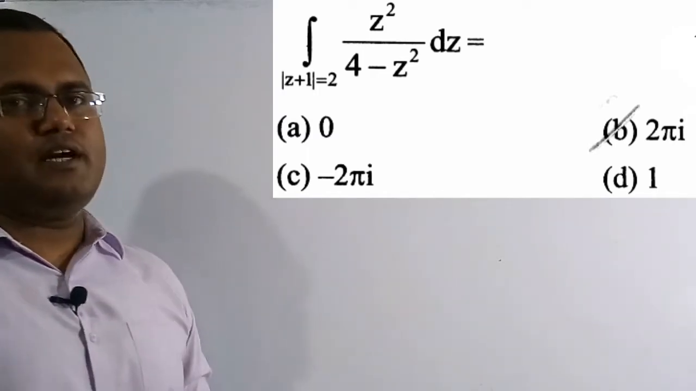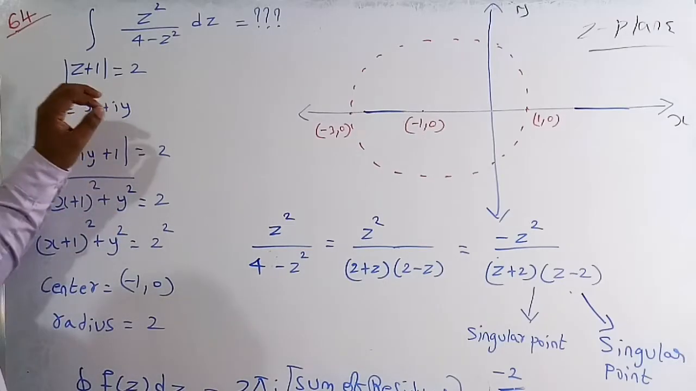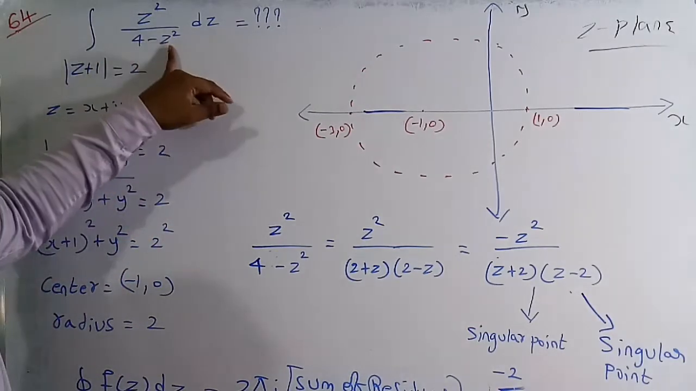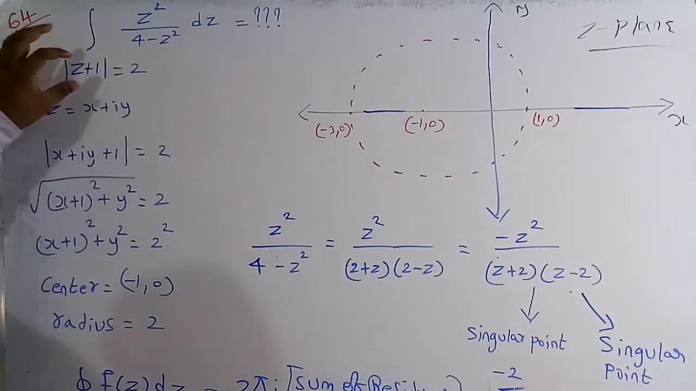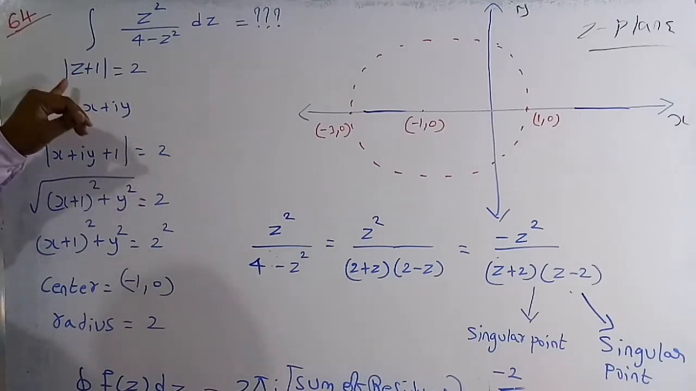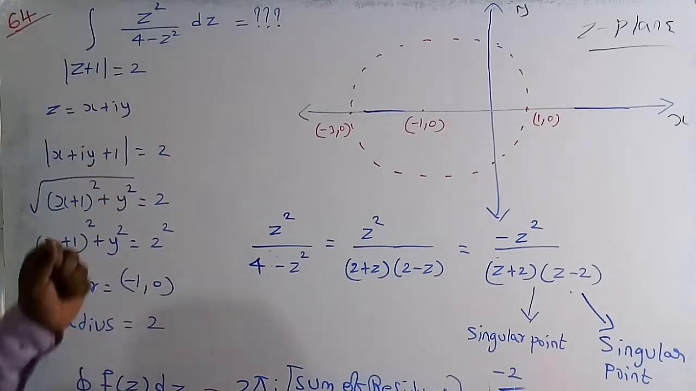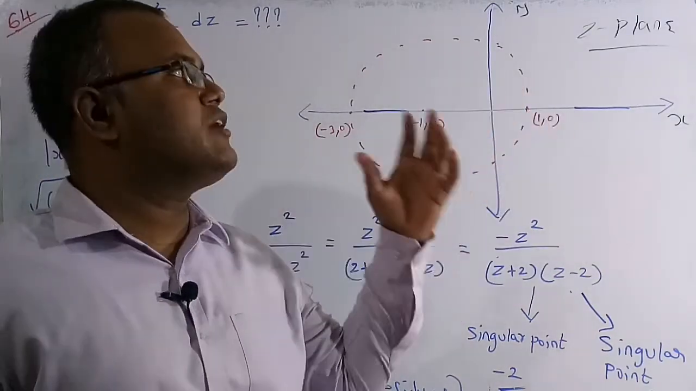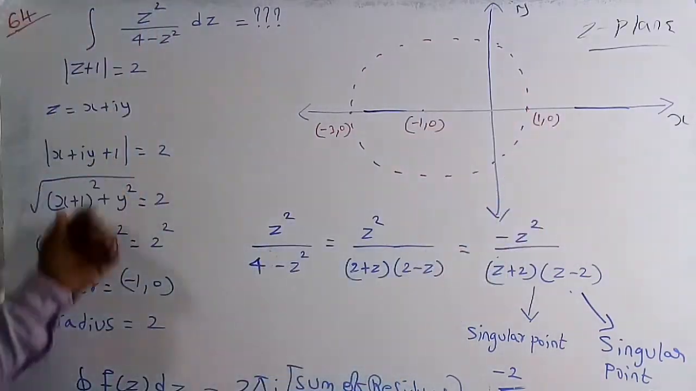So let's solve this numerical. See, in the question it is given that here we have to find the integration of z square by 4 minus z square around the closed curve, or I can say a closed contour, of mod of z plus 1 is equal to 2. So basically here this is a z plane. So therefore z plane means it's basically a complex number. So z is equal to x plus iy.